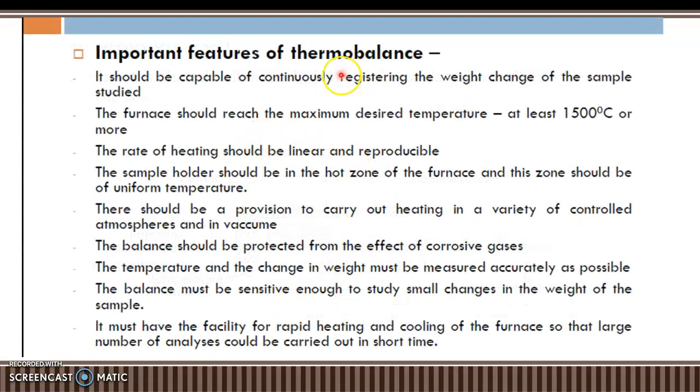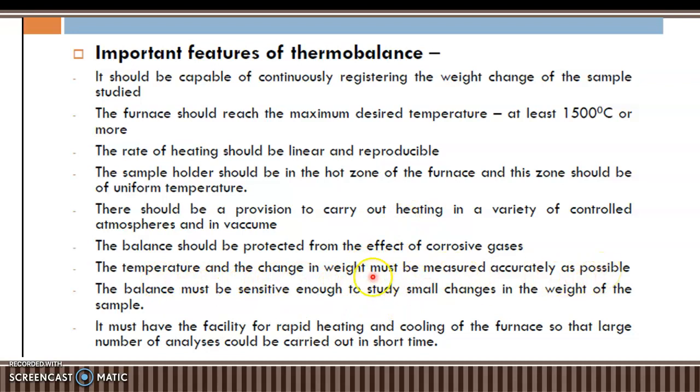Now, there are some important features of a thermobalance. That means a perfect thermobalance should satisfy some conditions. First one is we should reach the maximum desired temperature, that means around 1500. Then it should be heated or cooled very rapidly. Then it should be protected from the corrosive gases. Then the result should be linear, and it should be reproducible. Then the important thing is the temperature and the change in weight must be measured as accurately as possible.